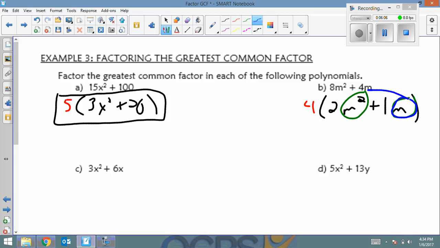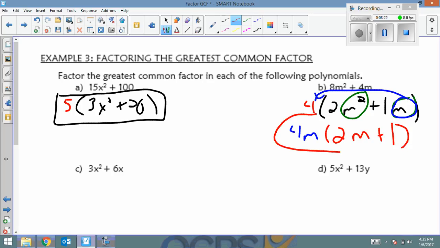So we're going to take that 1 m and we're going to move it out here and write it next to the 4. So it's 4m times. Now, when we do that, we take away 1 m every time. So since we had 2, now we have 1. And since we had 1, now we have none. There is my factored form of that equation.